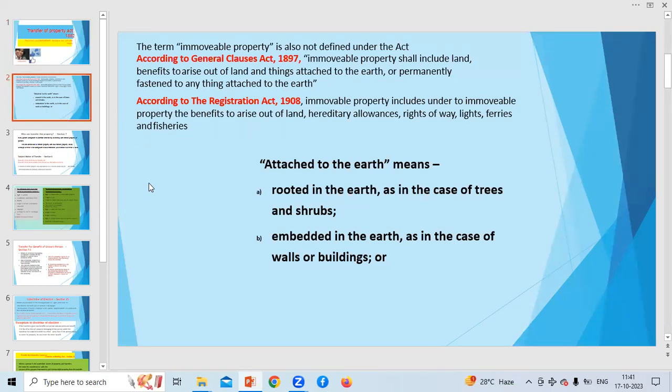The term immovable property is not defined under the TPA, but we have this definition from the General Clauses Act 1897. Immovable property shall include land, benefits arising out of land, and things attached to the earth, or permanently fastened to anything attached to the earth. This is all defined in the General Clauses Act. And according to the Registration Act 1908, immovable property includes the benefits arising out of land.